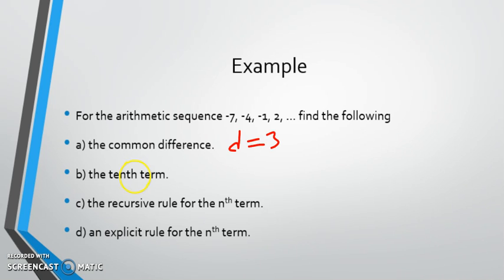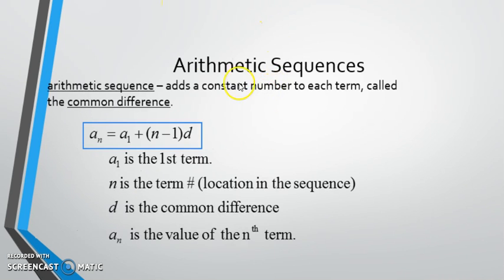Next, we're going to find the 10th term. So looking back at our formula, to find the 10th number in the pattern, that means n is going to be a 10. We can figure out what A sub 1 is by looking at the sequence they gave us. It's just the first number in the pattern. And we just found that D is equal to 3. So we're going to plug in those 3 values into this equation, and then that will tell us what the 10th number in the pattern actually is.